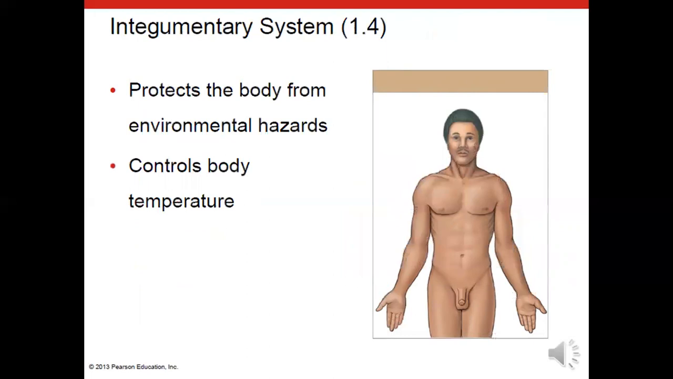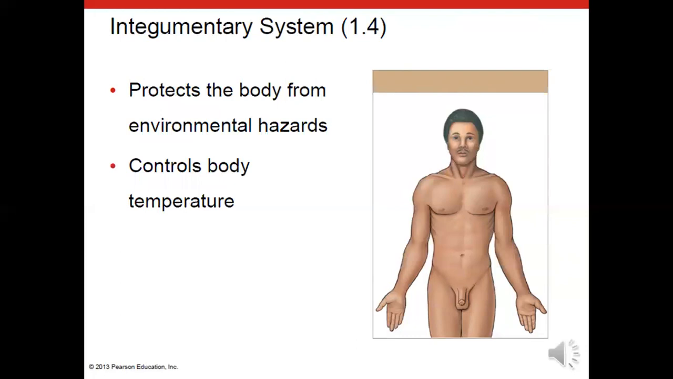This system not only protects you from environmental hazards, but controls body temperature. There's accessory structures like sweat glands. When you get hot and need to cool off, what happens in your skin? You start to sweat, right? Sweat helps air pass by. As air passes by, that helps cool you down. Basically, the sweat and the liquid on your skin cools off, and that helps cool down your body temperature.